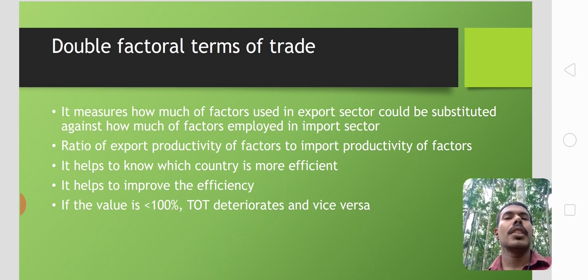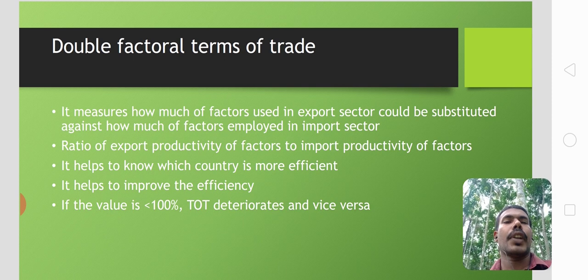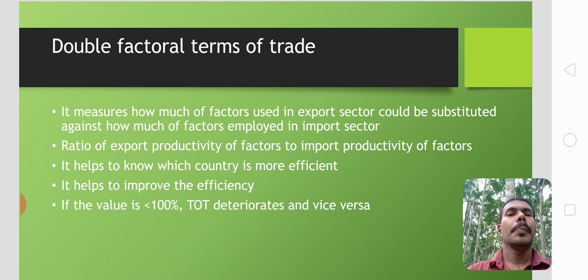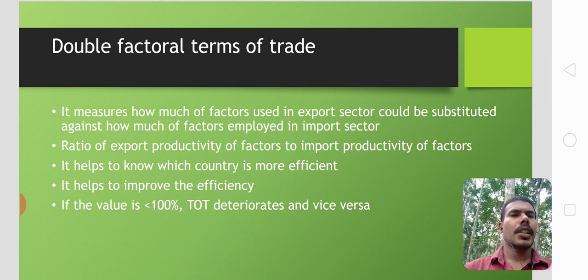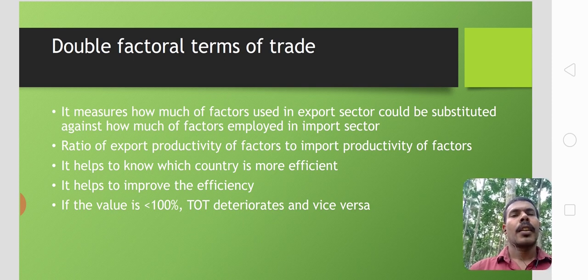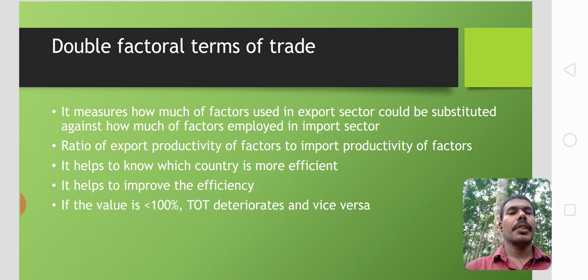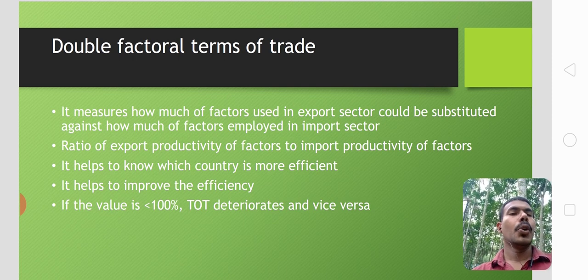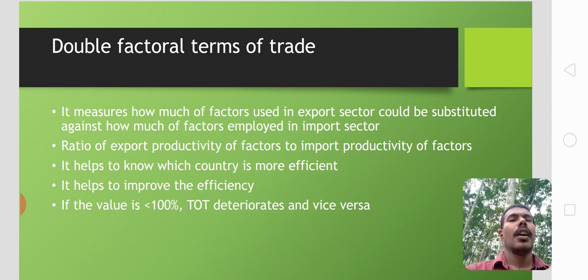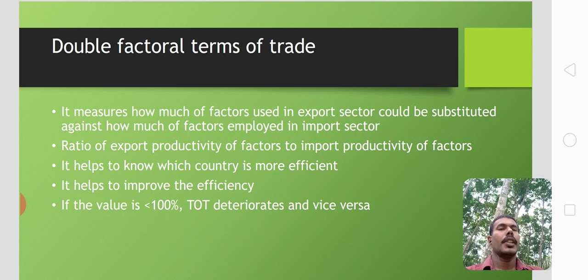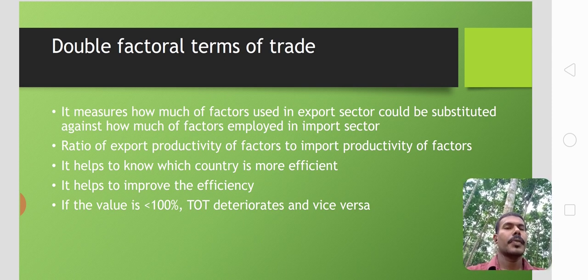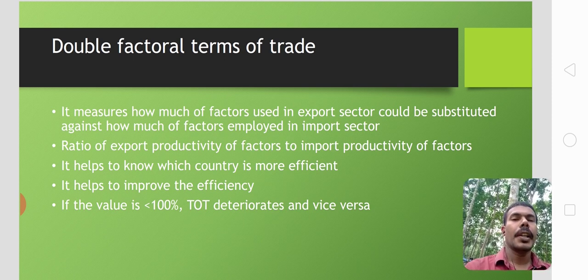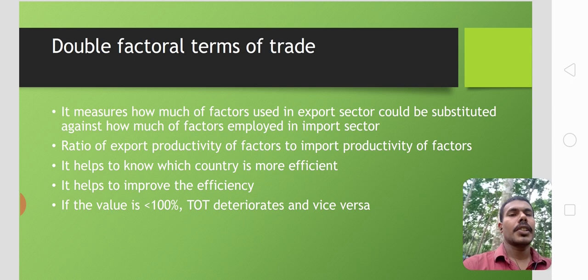So this is the ratio of export productivity of factors to import productivity of factors. That means simply, double factorial terms of trade is equal to export productivity of labor and capital divided by import productivity of labor and capital, or productivity of factors employed in the export sector divided by productivity of factors employed in the import sector of a nation. That is double factorial terms of trade.